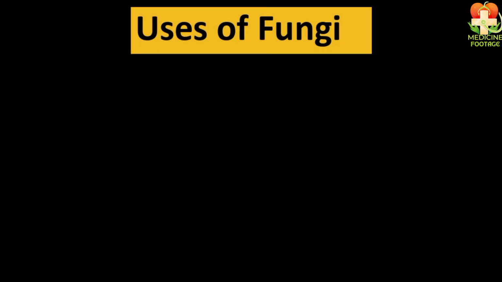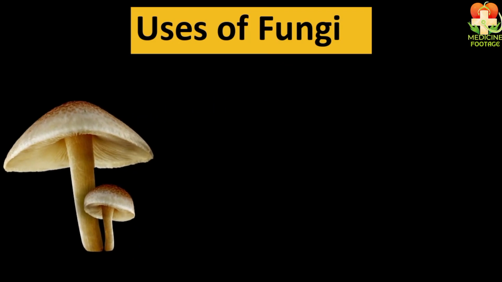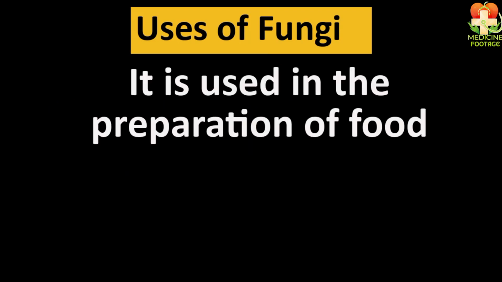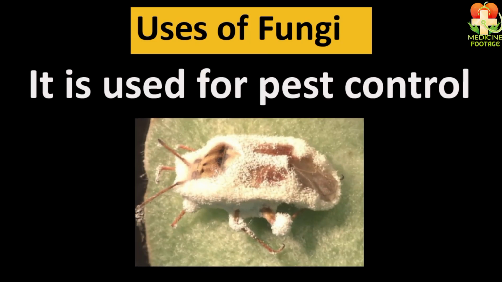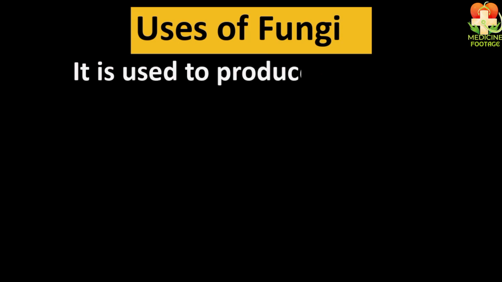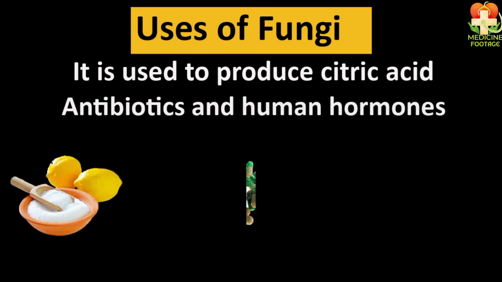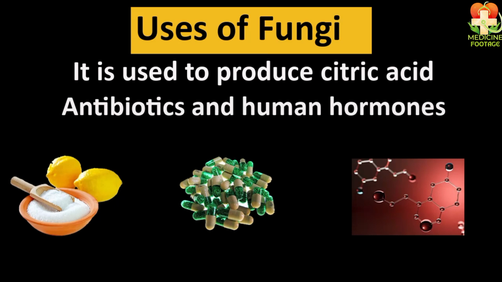Now, let's discuss the uses of fungi. Although there are many uses for fungi, we will focus on the main uses here. Fungi play a significant role in food preparation. They are also used to produce pesticides for crops, as I mentioned at the beginning. In addition, fungi are used to make citric acid, antibiotics, and even certain human hormones. These are some of the key uses of fungi.